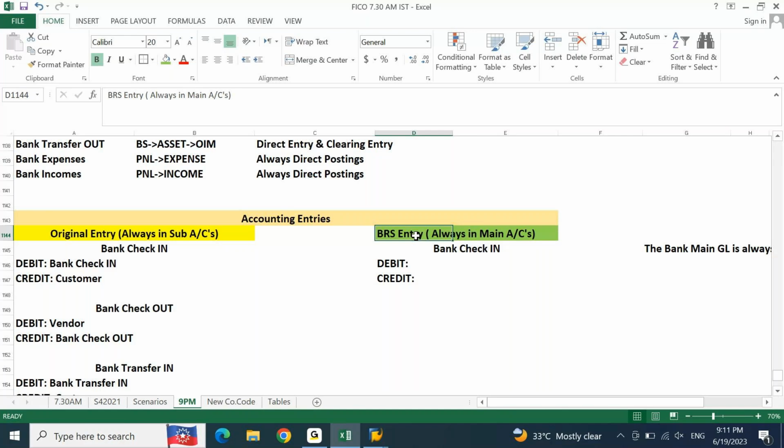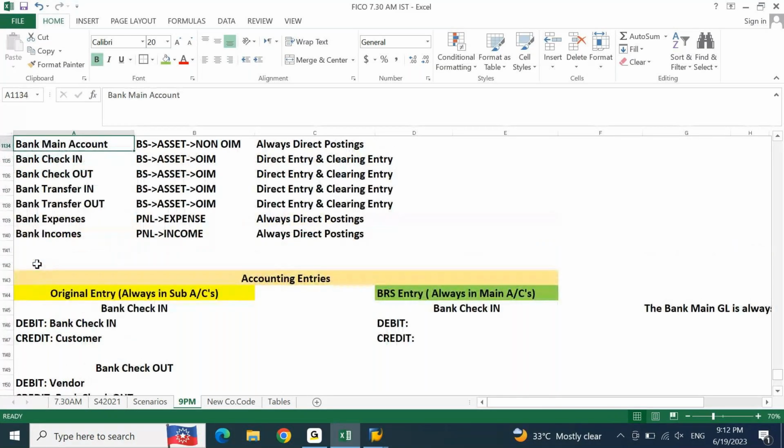Now, if you look at the original entry for bank incoming account, bank check incoming, where is the bank account in this? On the debit side or on the credit side? Debit side. Now, if you're talking about BRS, you're talking about clearing. Bank check incoming, is this a clearing account? Is this an open item management account or a non-open item management account? Open item management account. In this open item management, which is your bank incoming account, we already have a direct entry, debit credit, where we have manually given.